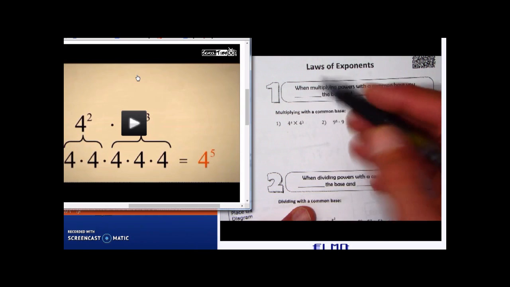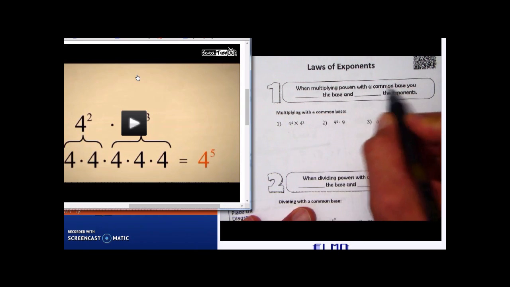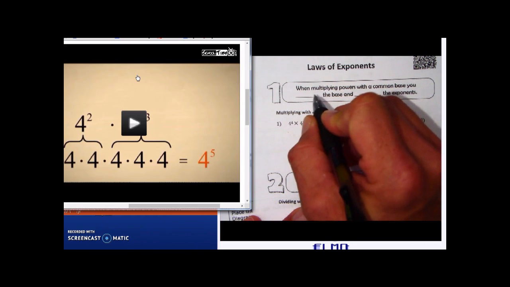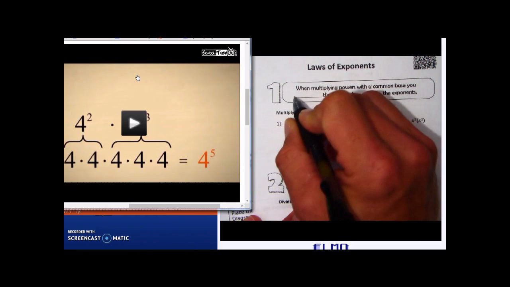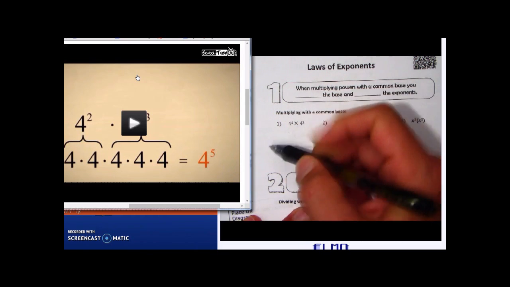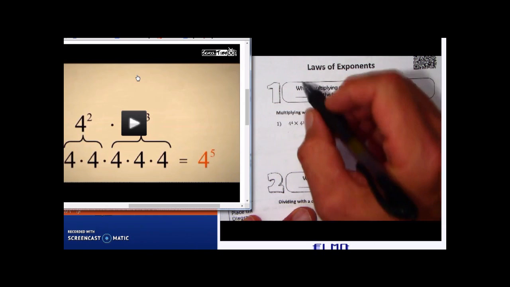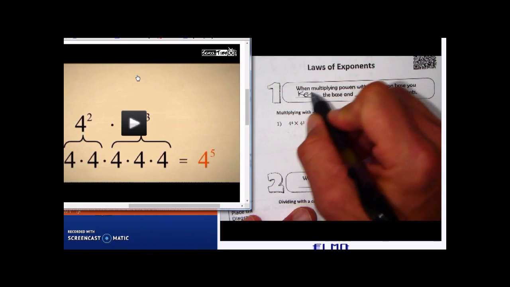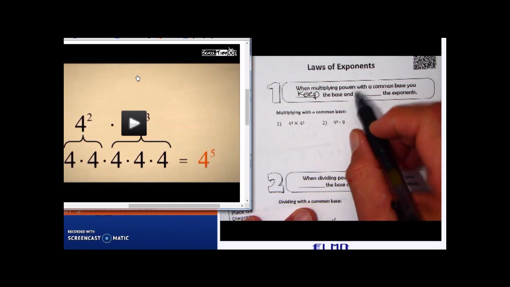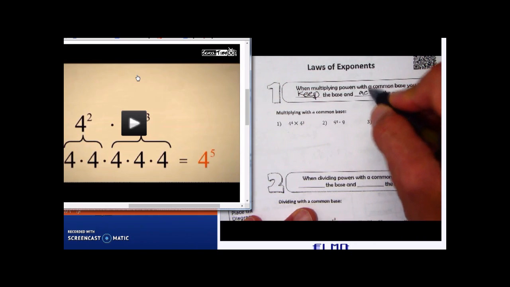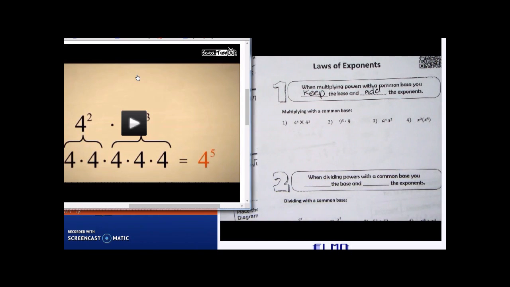So to sum up, when multiplying powers with a common base, what word works here? We don't add the base. We don't multiply the base. The 4, did the 4 change? No. So we carry over. How about just keep the base, and what do we do with the exponents? We add the exponents. So 4 squared times 4 cubed is 4 to the 5th power.